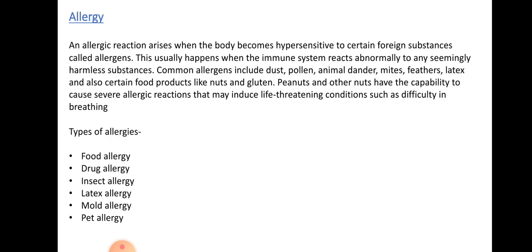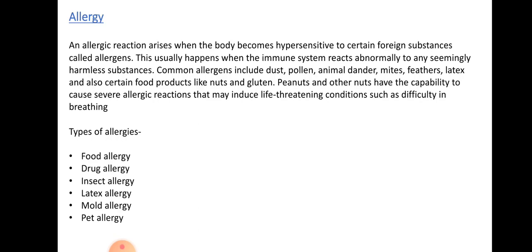Common allergens include dust, pollen, animal dander, mites, feathers, latex, and also certain food products like nuts and gluten. Peanuts and other nuts have the capability to cause severe allergic reactions that may induce life threatening conditions such as difficulty in breathing.